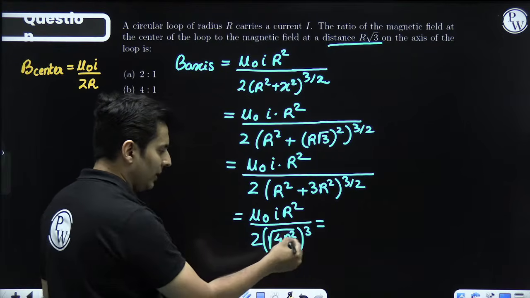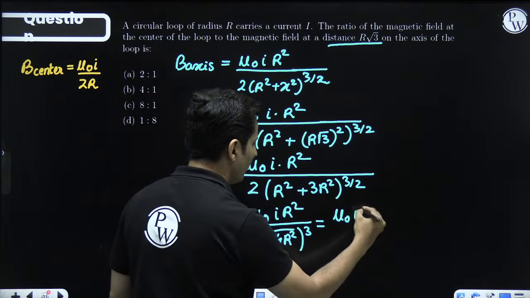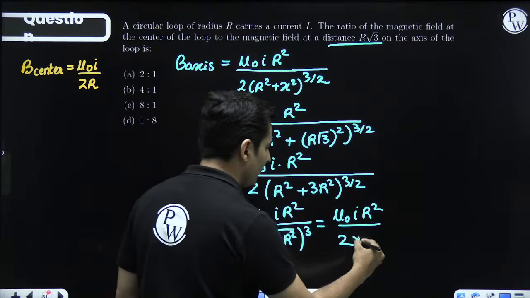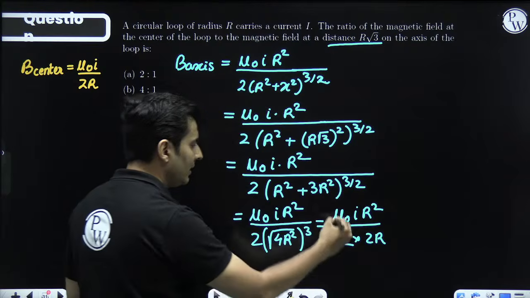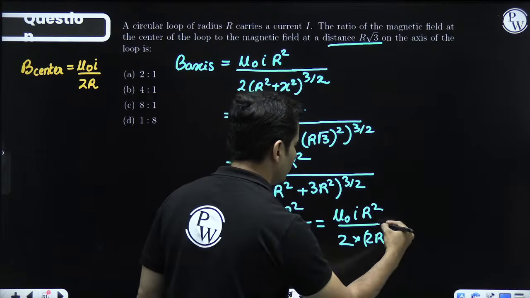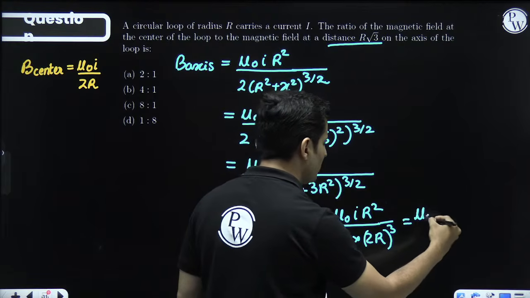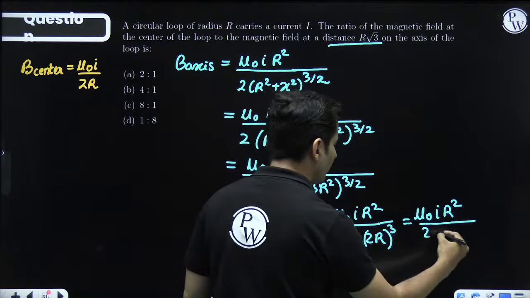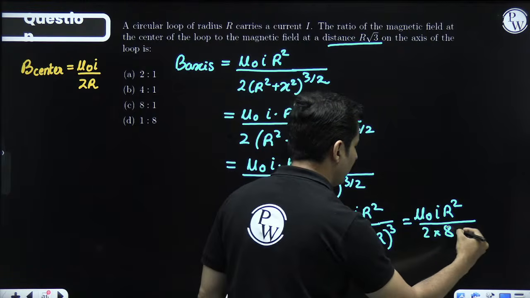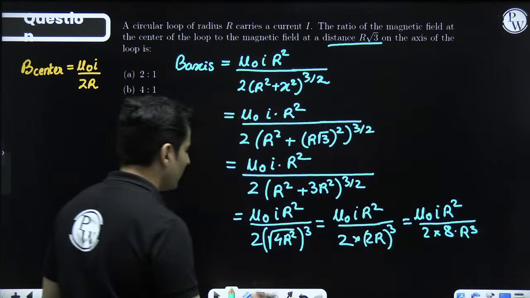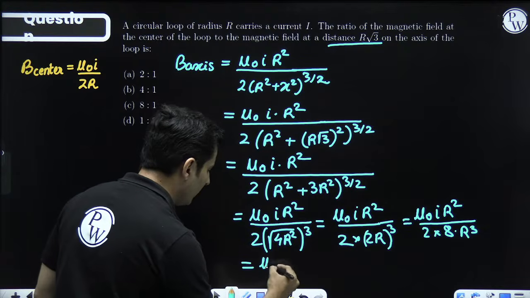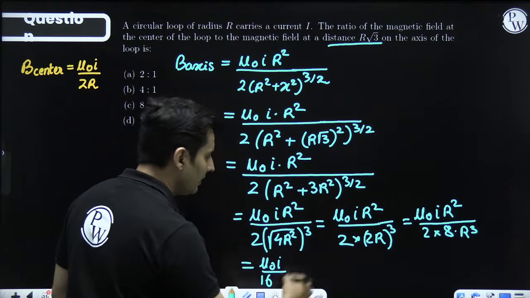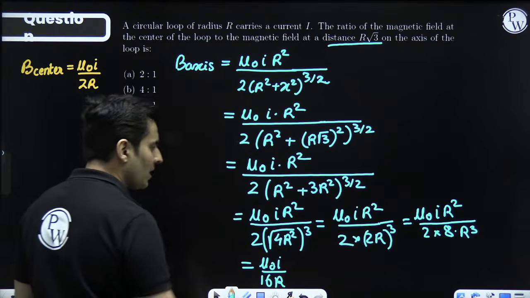Alright, this square root I know it's a perfect square. So it will be mu naught I r square divided by 2. Square root of 4r square is nothing but 2r, and then the number raised to 3. So that will be mu naught current r square whole thing divided by 2 into 2 cube, which is nothing but 8, and then you have r cube. So mu naught current, r square cancels, 2 8s are 16, and then we have just the number r. But that is not the question.